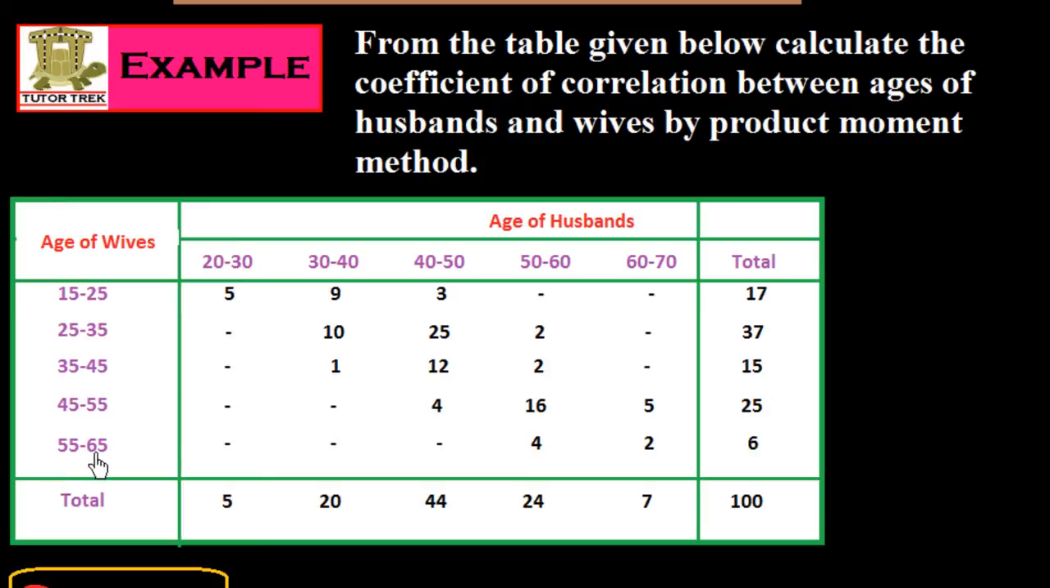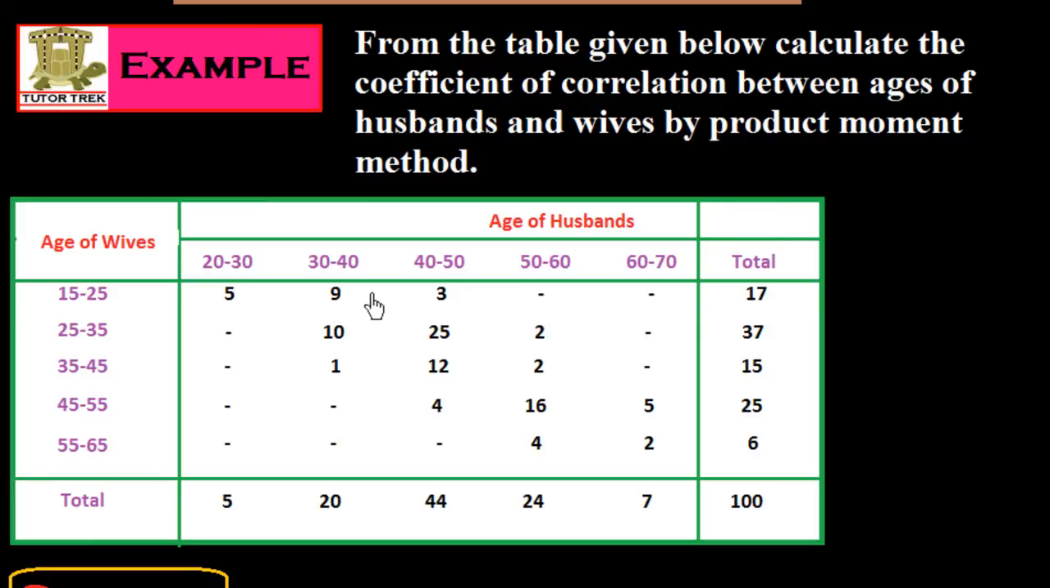It is bivariate data. And age of husbands is given as 20 to 30, 30 to 40, 40 to 50, 50 to 60 and 60 to 70. Here they have given the frequencies. The number with husbands' age between 20 to 30 and wives' age between 15 to 25 is 5.